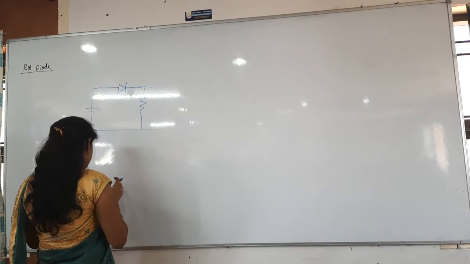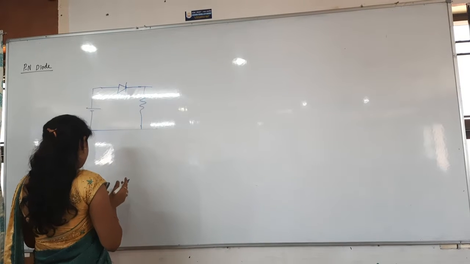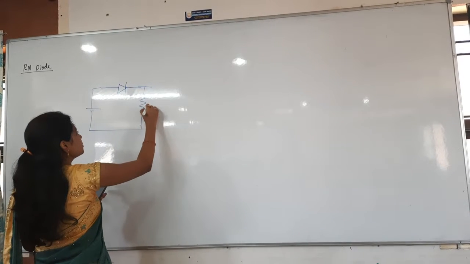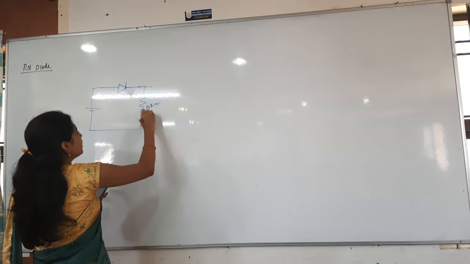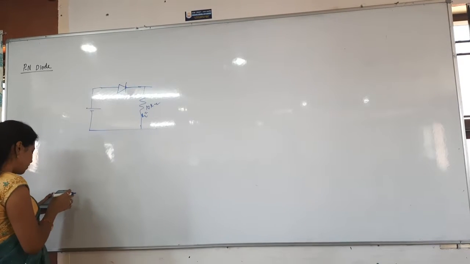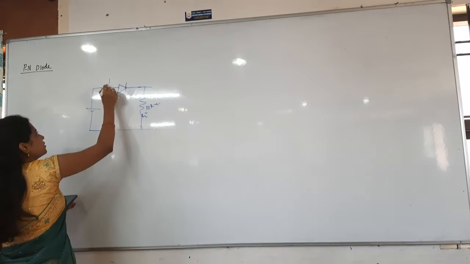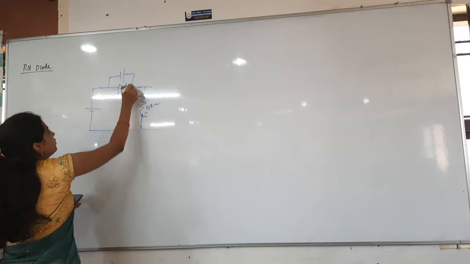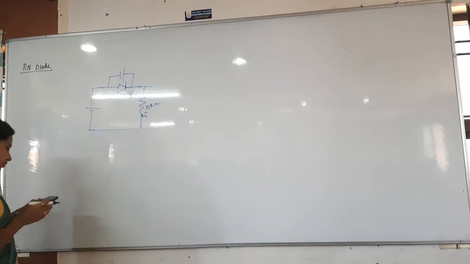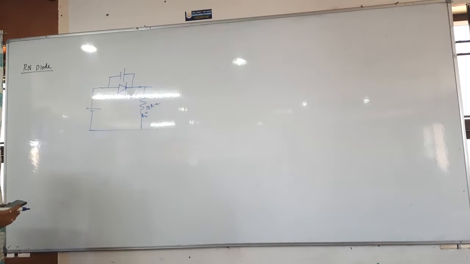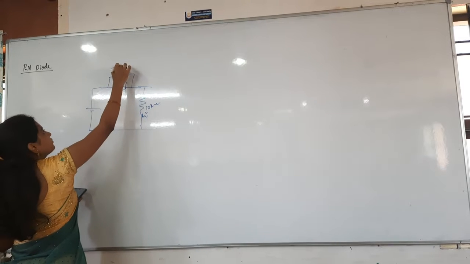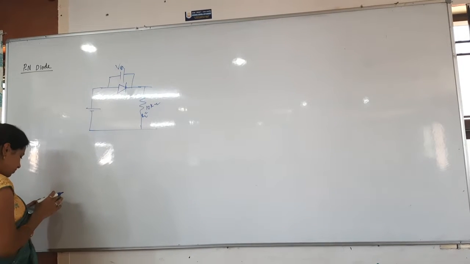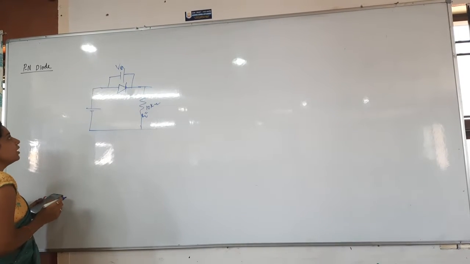Let Vin be equal to 10 volts and RL equal to 10 kilo ohms. RL is nothing but the load resistance. The output resistance is known as the load resistance. Vin is equal to 10 volts and RL is equal to 10 kilo ohms.